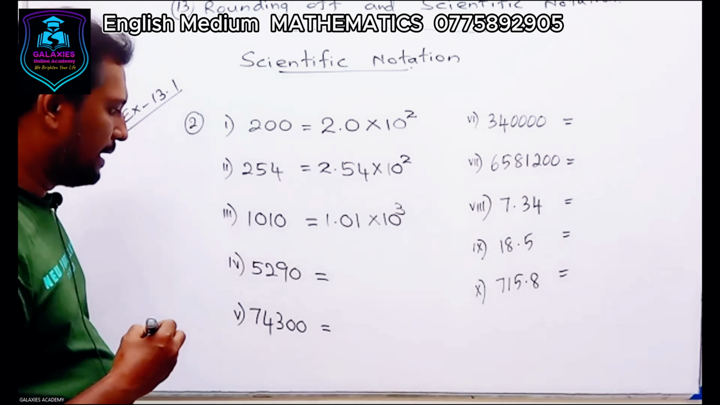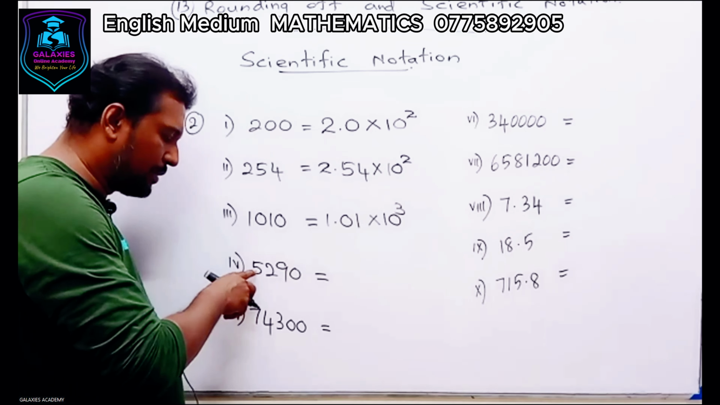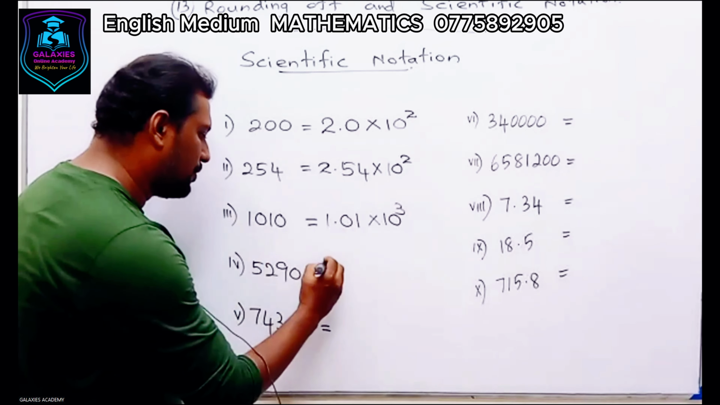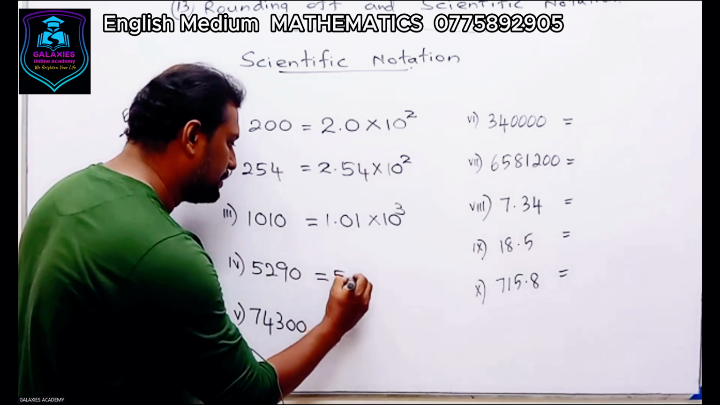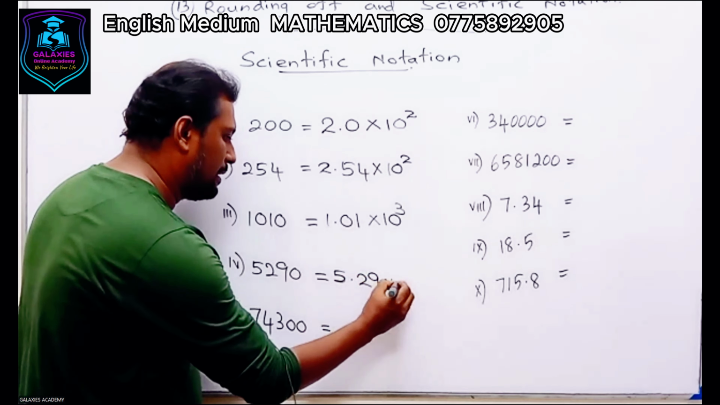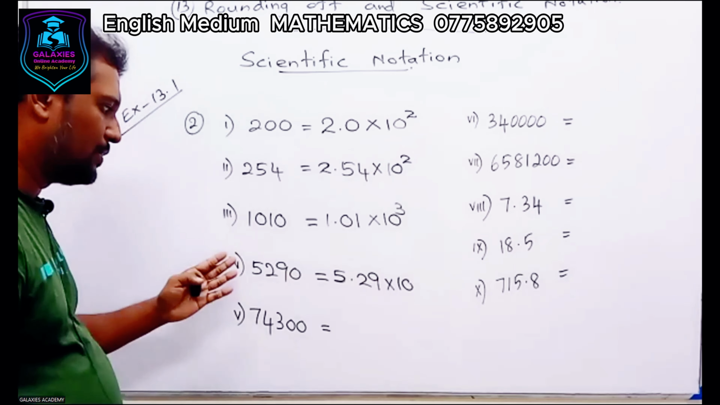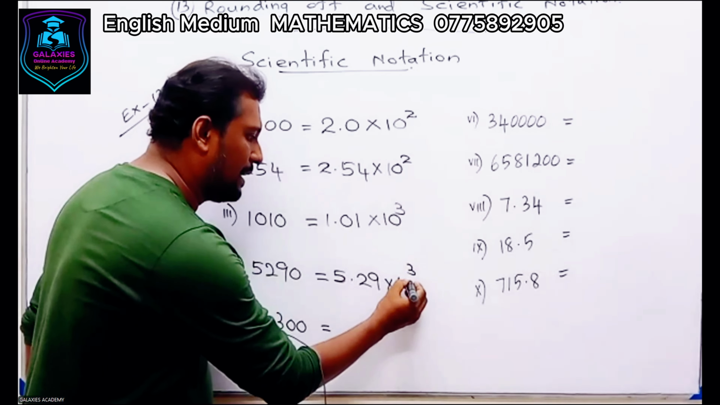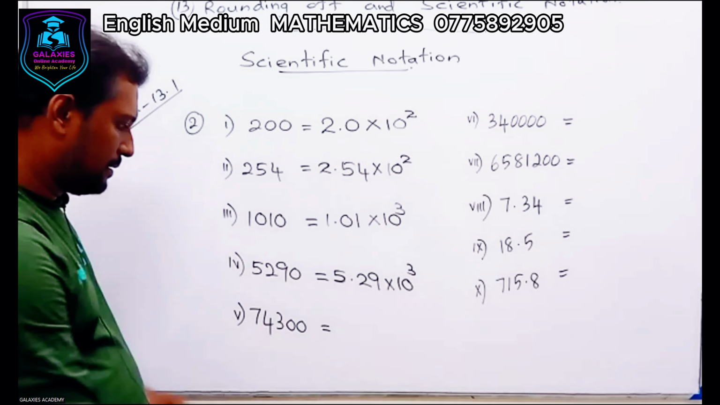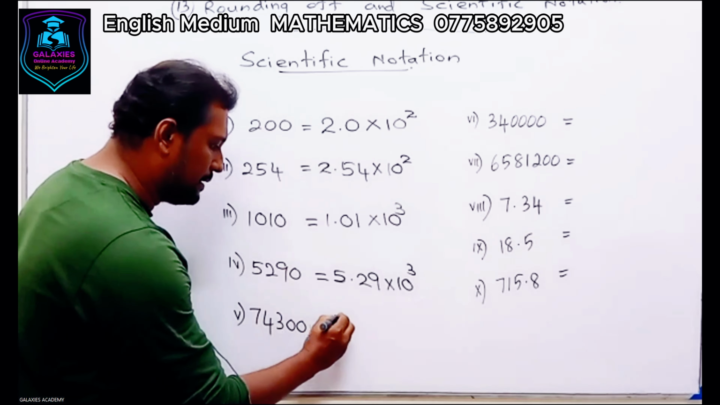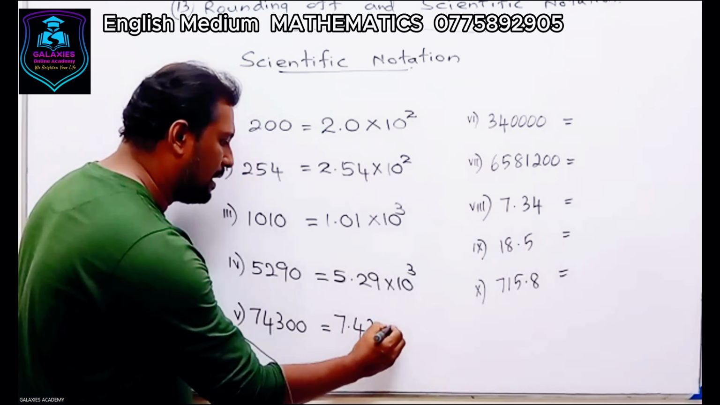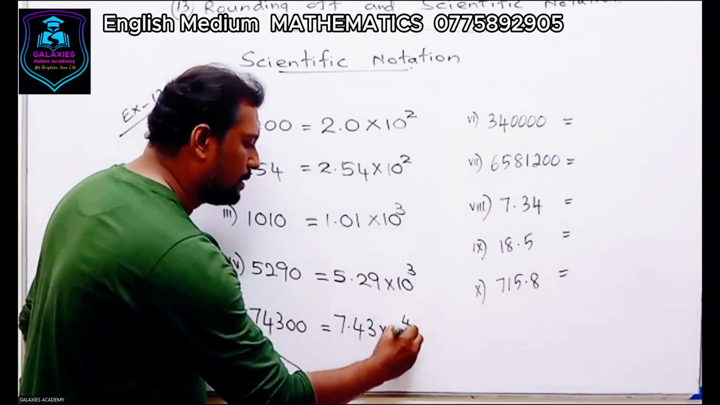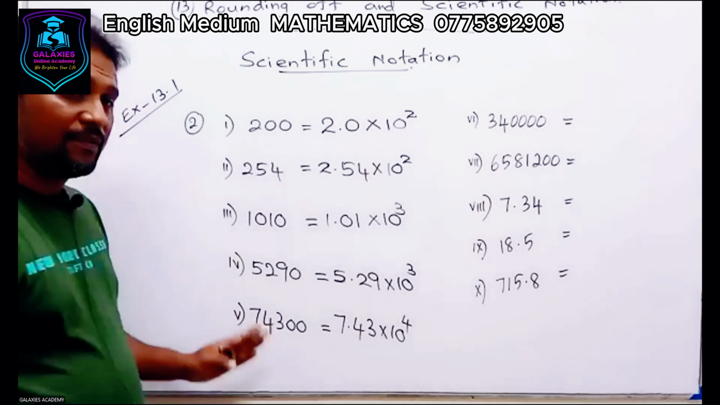Right? Number 4, look at the fourth part. We have to keep the decimal point between 5 and 2, after 5. So 5.29 multiply 10 to the power. To get the initial number, we have to move 1, 2, 3. Positive direction, 3 places. Next one, 7.43 multiply 10 to the power 1, 2, 3, 4. 10 to the power 4. It is the fifth part answer.